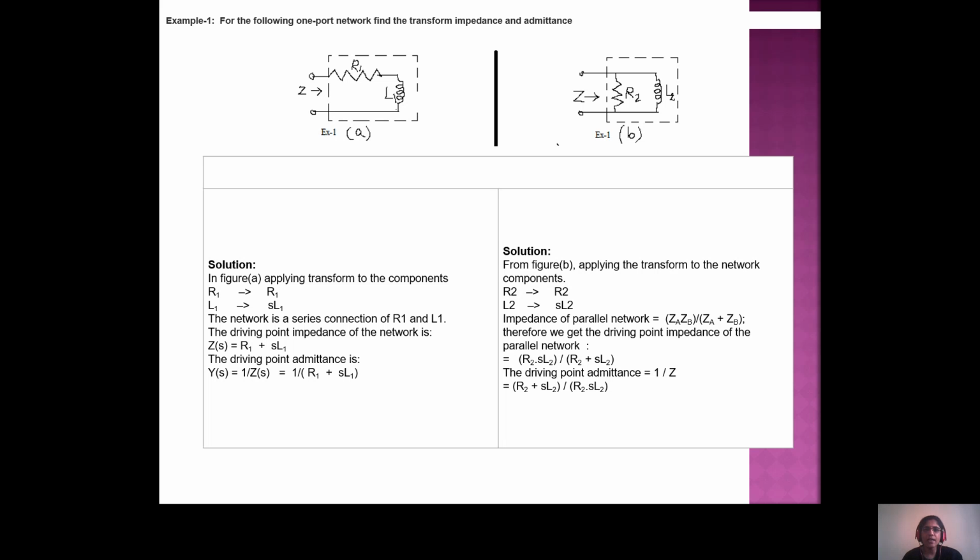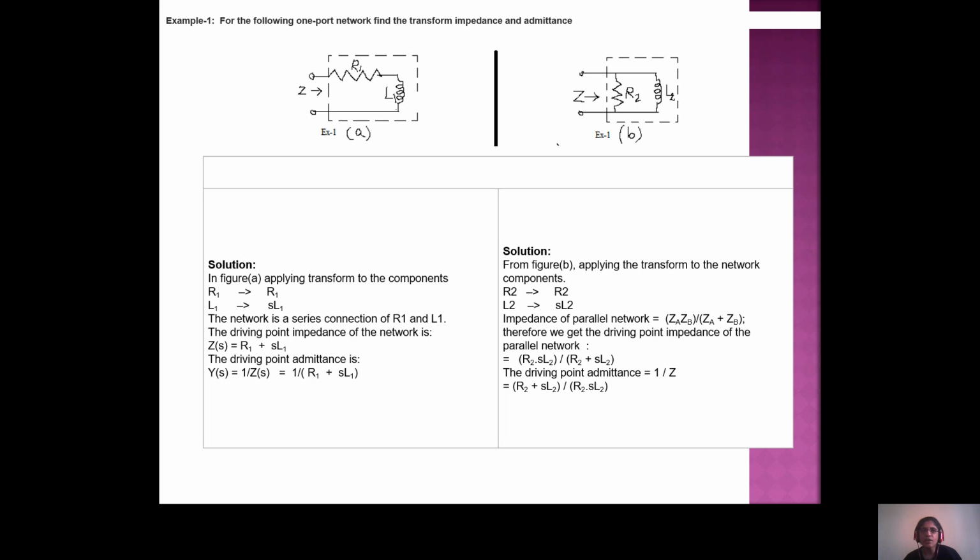For the following one port network, find the transfer function. They have given the network with resistor and inductor. Here also there are resistor R2 and L2, but one is in series and one is in parallel. In figure 1, when there is the resistor R1, you put R1 also, because impedance. When there is inductance, we put S into L1. That network is in series. So how do you find the impedance? Z of S is equal to R1 plus S into L1.